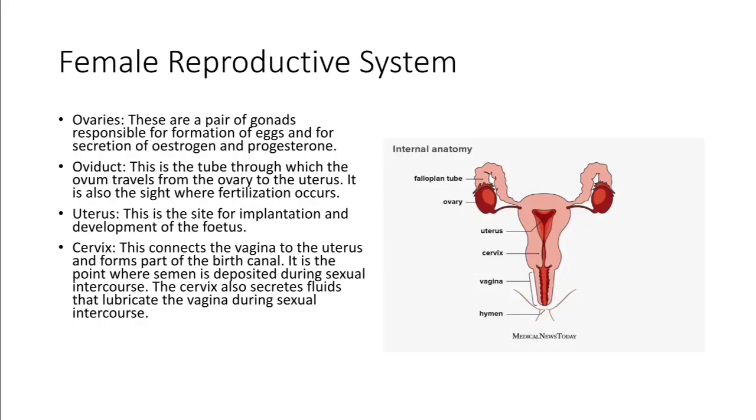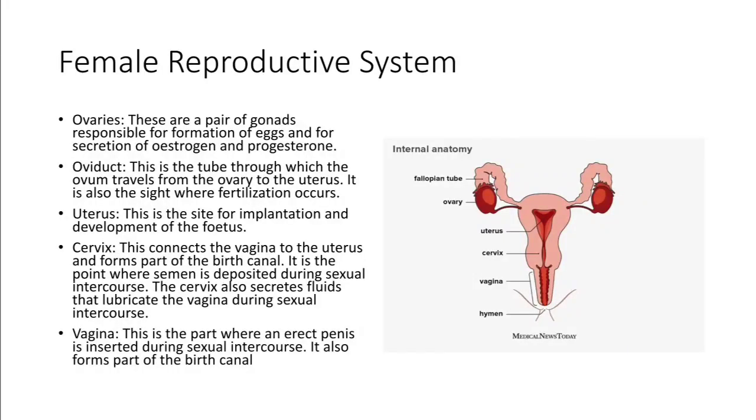Then the fourth function is that the cervix also secretes fluid that lubricates the vagina during sexual intercourse. So the lubrication is done by the cervix. This is done to prevent friction during sexual intercourse. For things to flow nicely, there is need for a lubricant, which is secreted by the cervix. The purpose of this is simply to reduce friction. Okay, I hope we are clear, my excellent biology students.